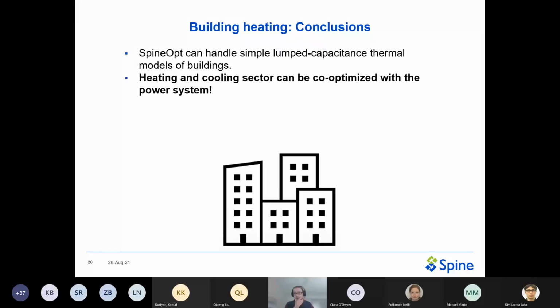But yeah, some very brief conclusions or takeaways, however you want to call them. In any case, the case study succeeded in what it was doing. It demonstrated that SpineOpt can model or handle simple lumped capacitance thermal models of buildings. And because of that, you can co-optimize flexible heating and cooling demand along with power and district heating systems. So yeah, hope you found this interesting.